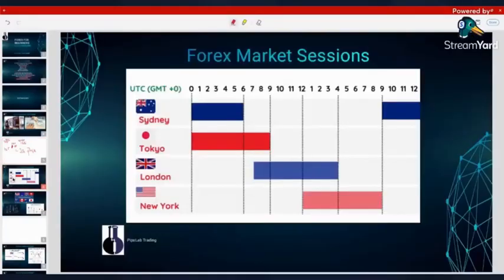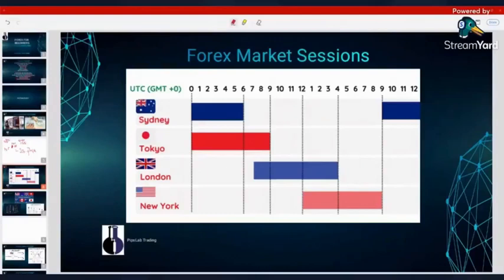So let's go to the next slide, which is different market sessions. We have 4 market sessions in Forex trading. Forex market is open 24 hours a day for 5 days in a week, only closing during the weekends. Unlike the stock or bond markets, the Forex market does not close at the end of each business day. Instead, trading just shifts to different financial centers around the world.